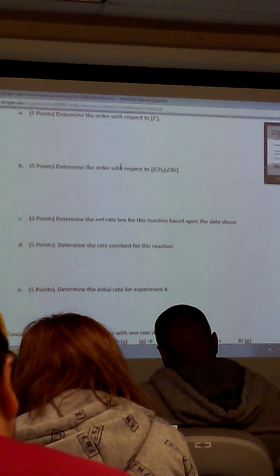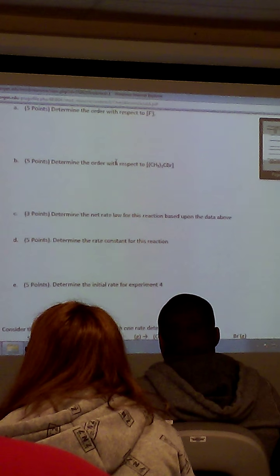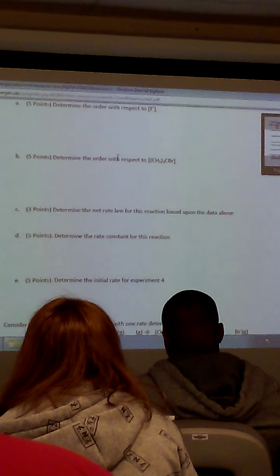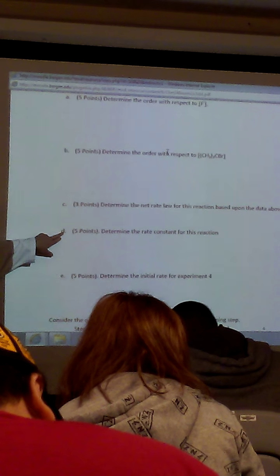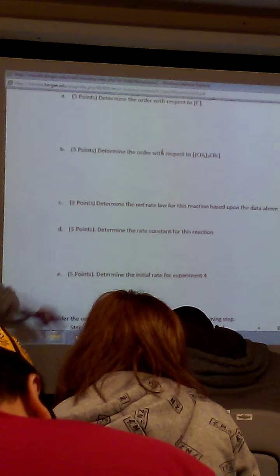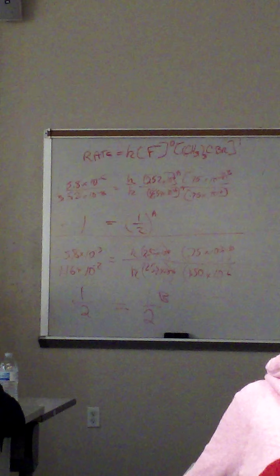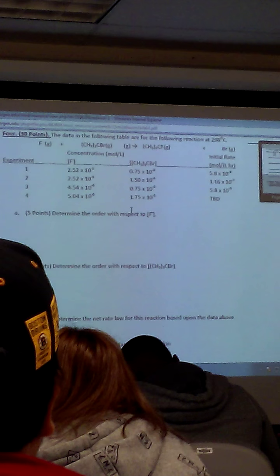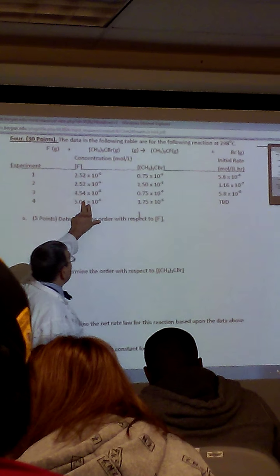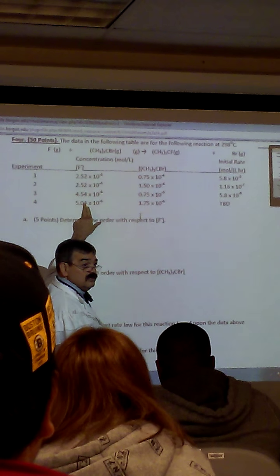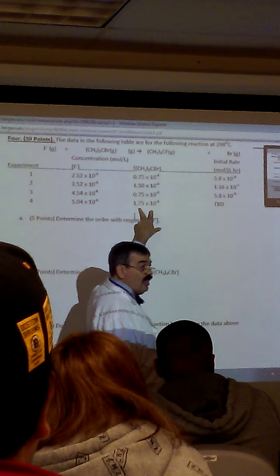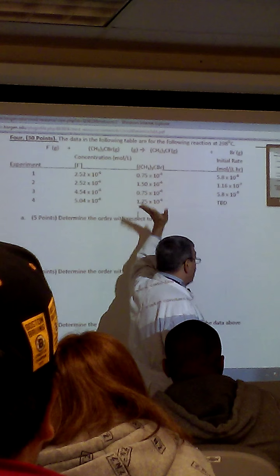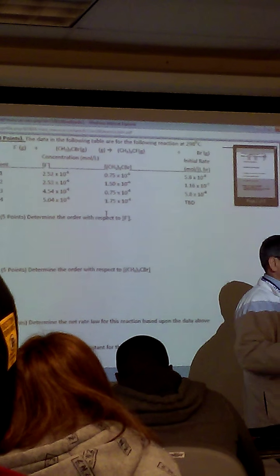Okay. Determine the initial rate for experiment 4. What do you need to do that? You need to find K first. Did you find K first? Where did you find K first? Right above it. So you take the K that you just found, and let's go back to experiment 4. Here's the concentration of F. Does that matter? No. Here's the concentration of the alkyl halide. Does that matter? Plug in the K. One number times the second number is equal to the third number, which is your answer.